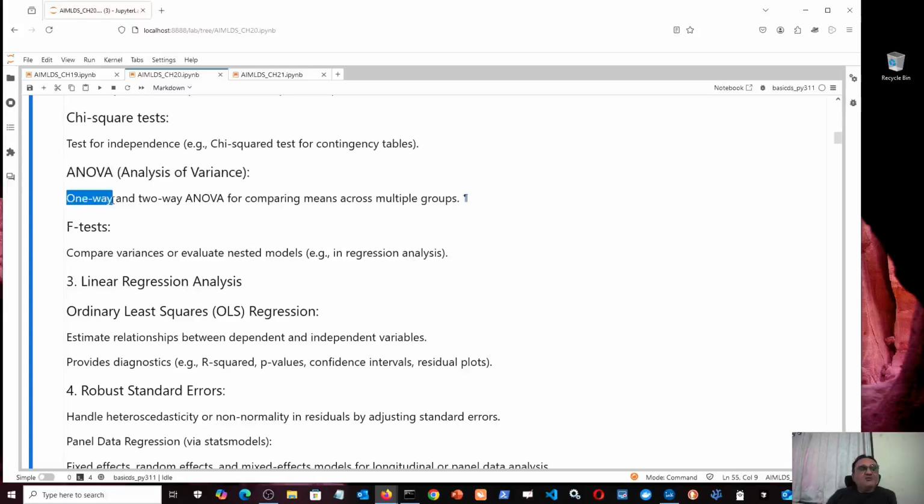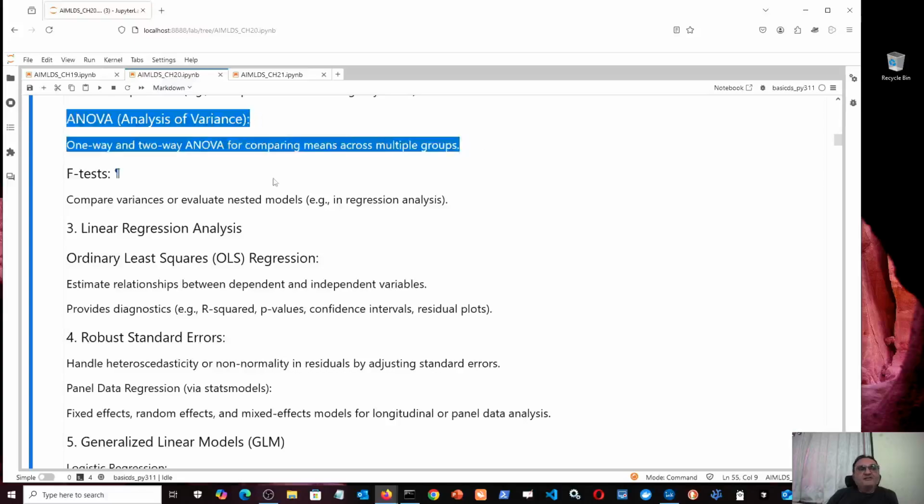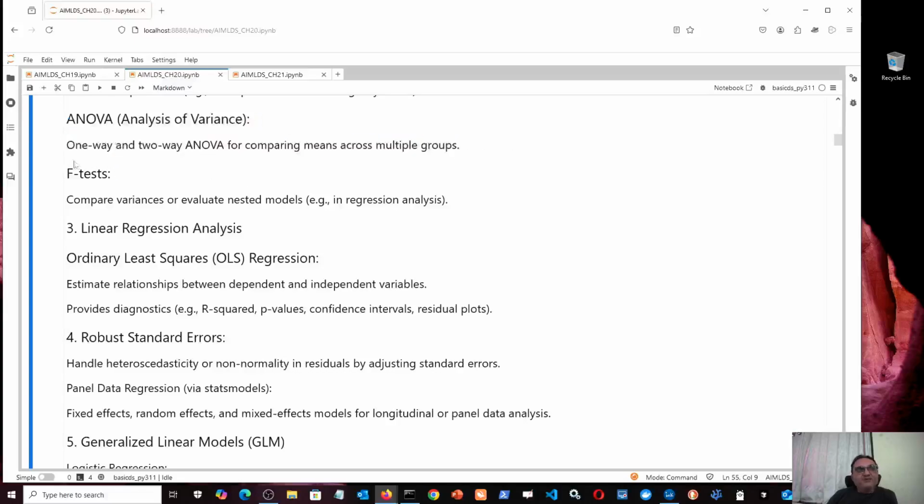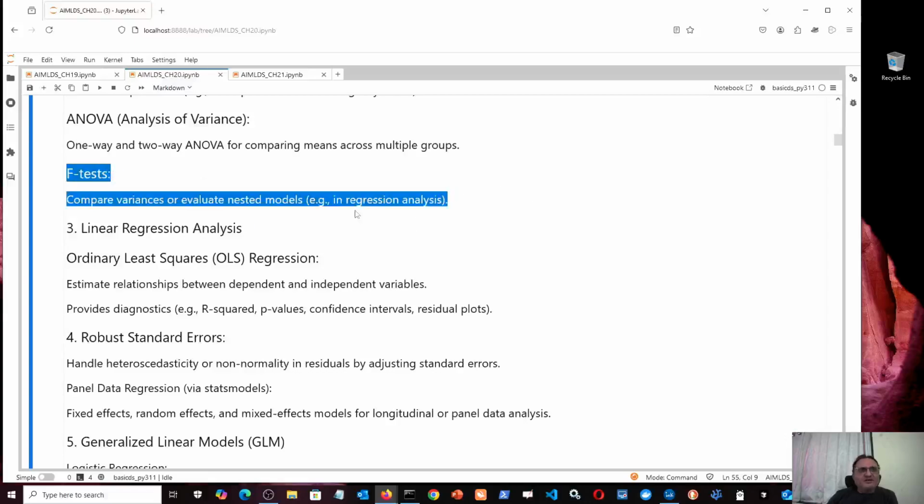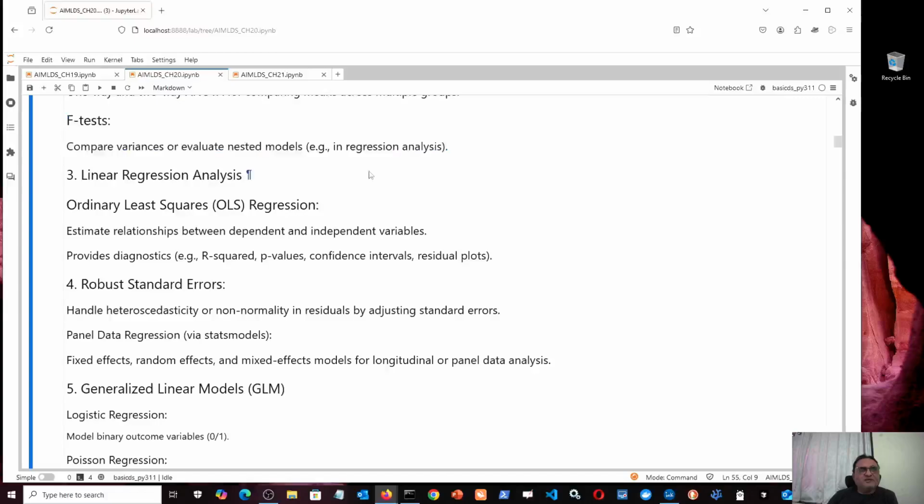Also, there are two ANOVA, one way and two way ANOVA, for computing means across multiple groups. It can be used for three or more groups also. So that is the biggest advantage of ANOVA. Again, we did a detailed discussion for around 50 minutes or so in the previous chapter. F-test compares variance and evaluates nested models, for example, in regression analysis. Now, that is something which we have not yet discussed, because regression analysis itself we have not yet discussed.